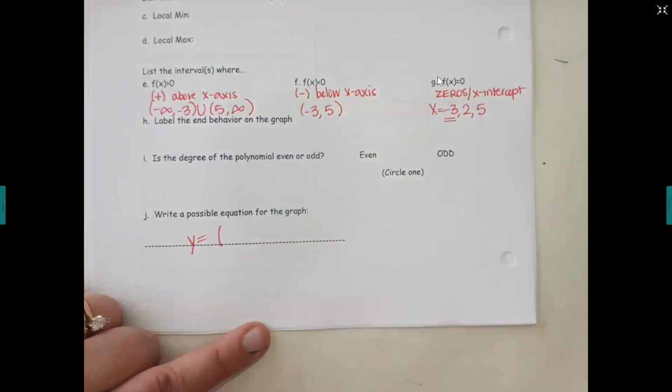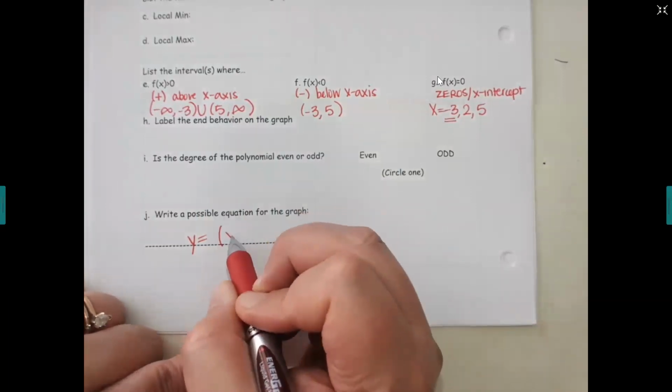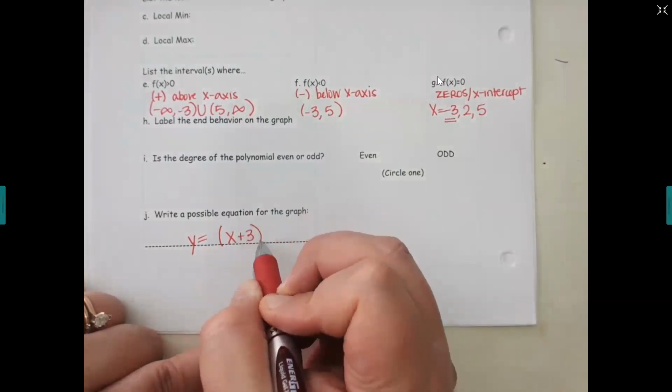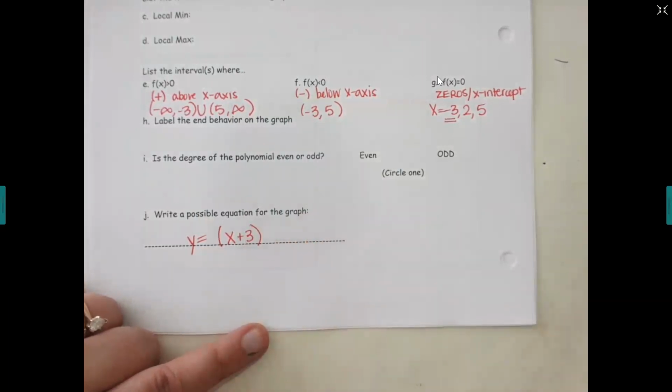If negative 3 is an answer, what would the parentheses need to say? X plus 3. That's right. And that was a single, so I don't put a square on it. Okay, then when I get to 2, what would the parentheses say for the answer to come out to be 2?